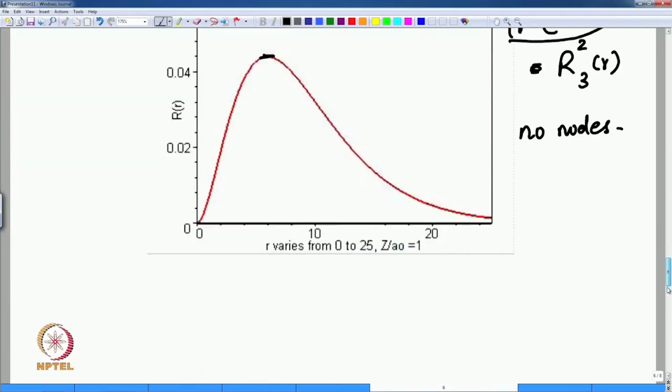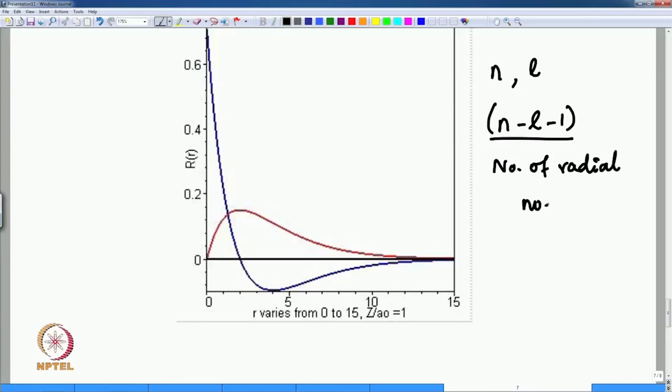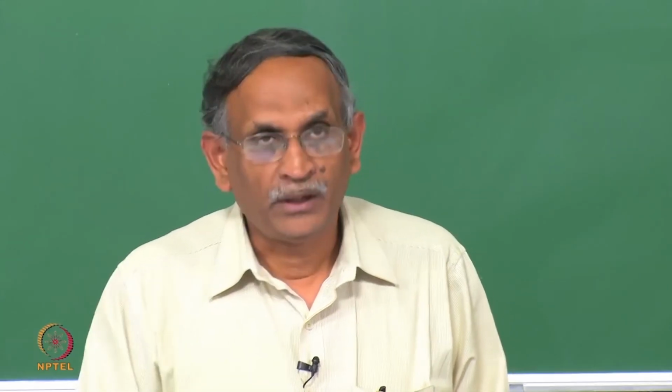Therefore, the Laguerre polynomials which are there for various values of n and L are basically polynomials, and the order or the degree of the polynomial is n minus L minus 1. That is the number of radial nodes, because if the polynomial is of this degree, it has that many roots.